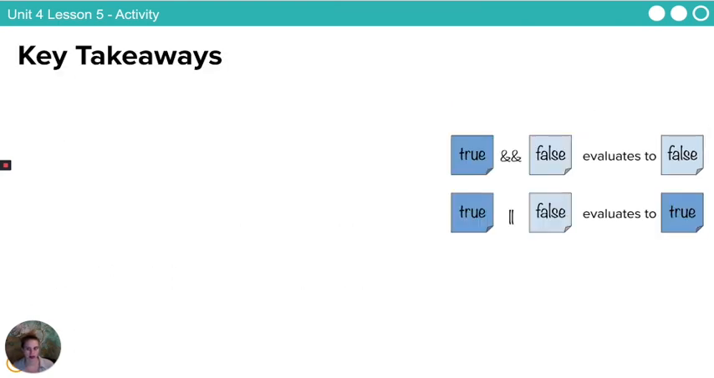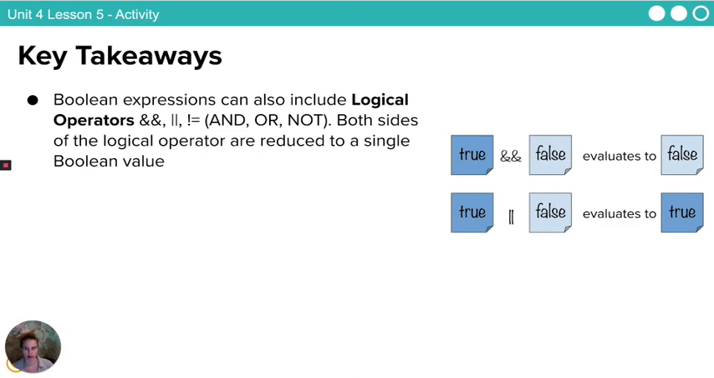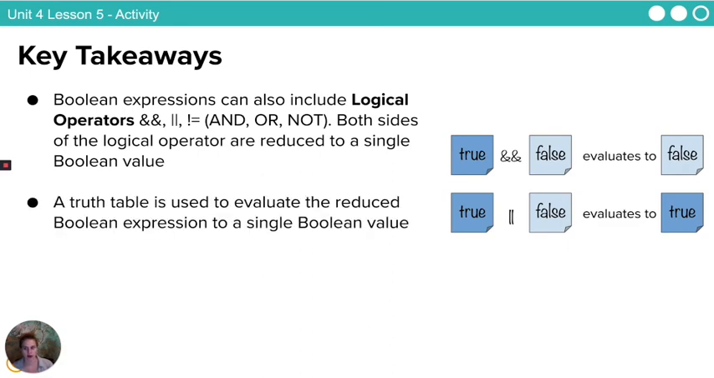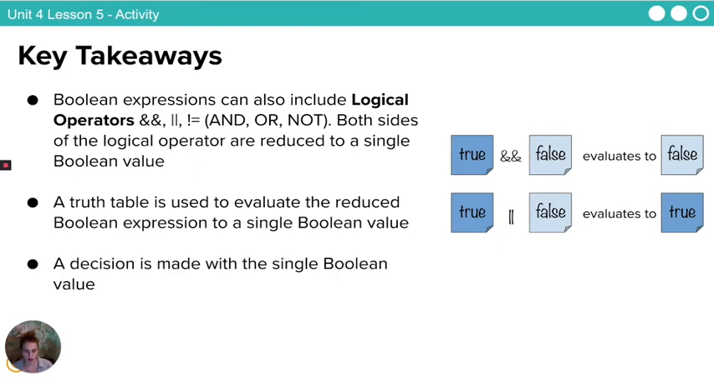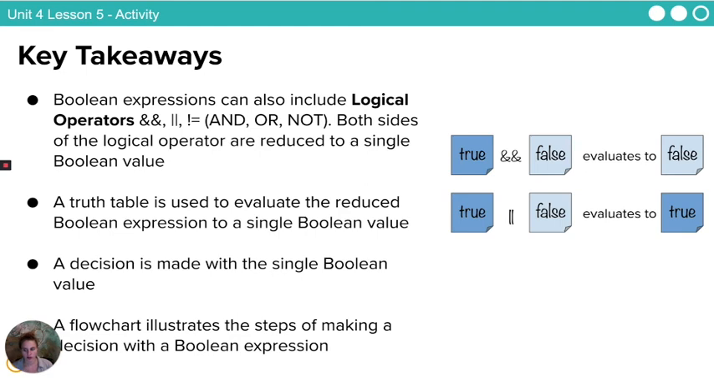We also talked about Boolean operators. We have logical operators. Boolean expressions include and, or, not. Both sides of a logical operator are reduced to a single Boolean value. And then a truth table is used to evaluate the reduced Boolean expression to a single Boolean value. A decision is made with a single Boolean value, and a flowchart can be used to illustrate the steps of making a decision with a Boolean expression.